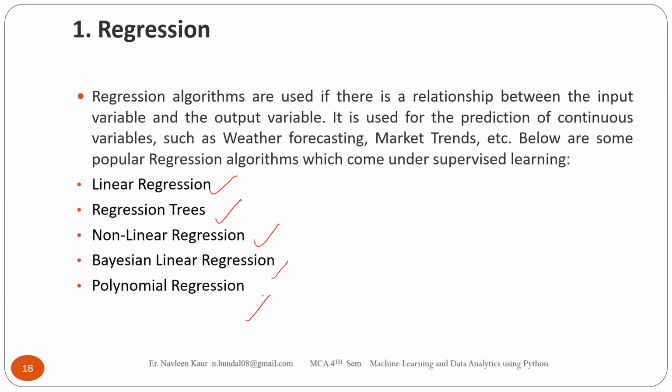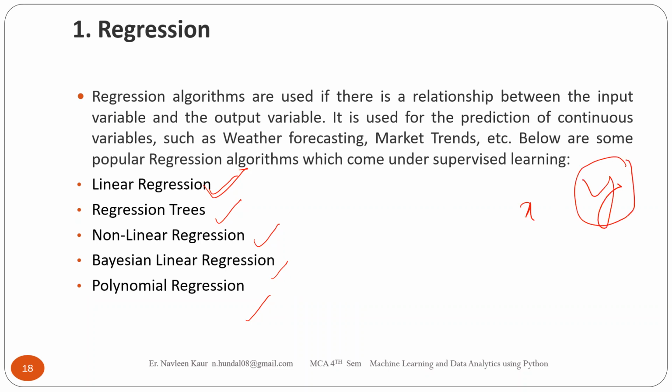Okay, so linear regression is the one on which we are going to work next. Even in your theory subject, the next topic after supervised, unsupervised, and reinforcement learning is regression, linear regression. So what is regression? These are the algorithms in which there is always a relationship between the input variable and the output. As I told you, x and y.